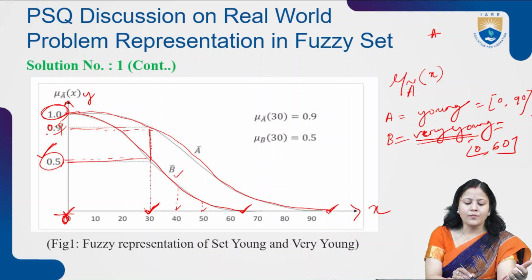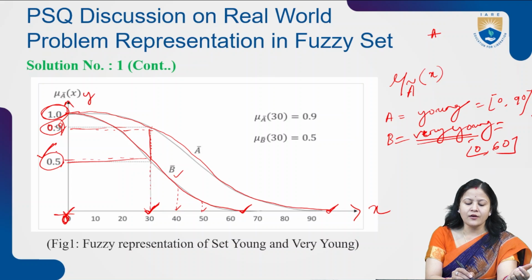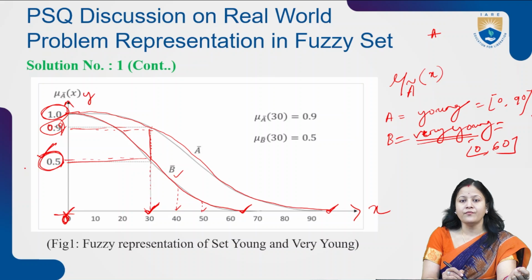So here the membership value is 0.9 at 30 years of age for set A, meaning young people, and here we are getting the membership value 0.5 for set B, that means very young people. This is how we can represent the fuzzy values, as it supports partial membership or the membership function. That is why all the membership values should range between 0 to 1.